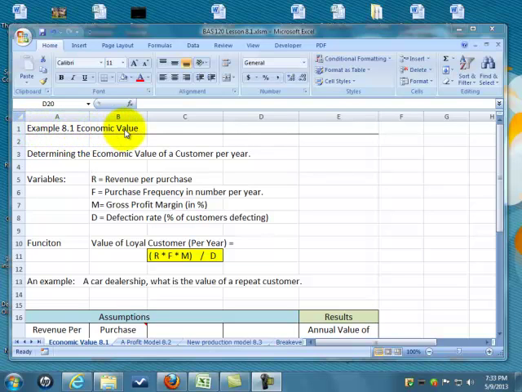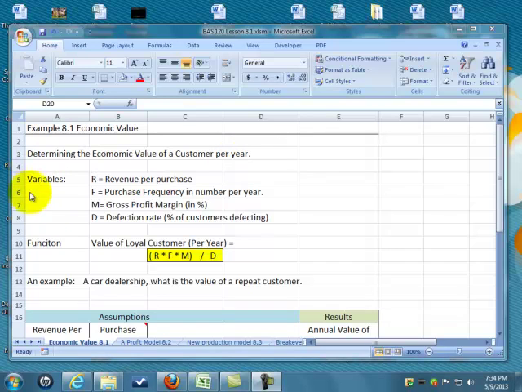It talks about economic value, basically a way to determine the value of a customer on a per year basis. So, sort of an interesting model. Each business may tweak this model. There's nothing that says this model's perfect. It's one model, but it's a great model to take a look at. Excel allows you to do some what ifs, which helps you understand your business better.